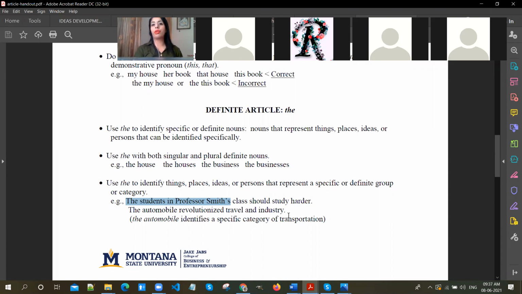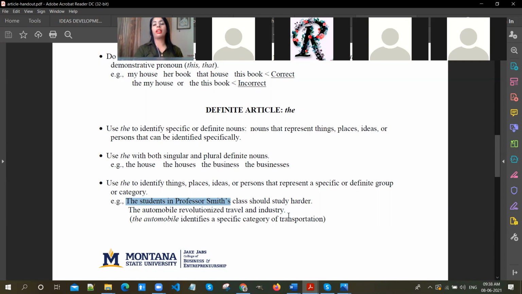The automobile revolutionized travel and industry. So the automobile, it represents a specific category of transportation. The automobile revolutionized travel and industry. So when you use it for definite things, then you use the article, right?